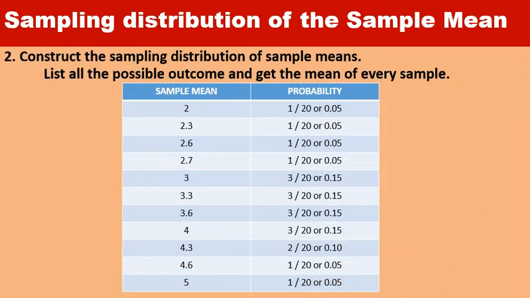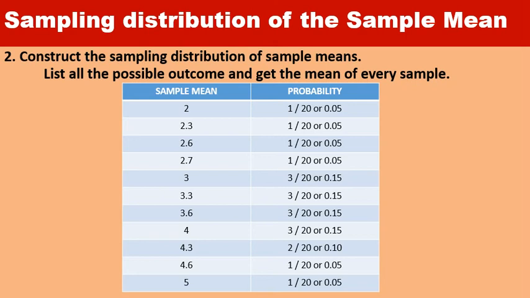Now, we will be constructing the sampling distribution or the probability distribution of the sample mean. We will list all the possible outcomes and the mean. So we have a mean of 2, and then count how many 2 have appeared from the means. There is only 1. So that would be 1 over 20. 20 is all the possible outcomes.